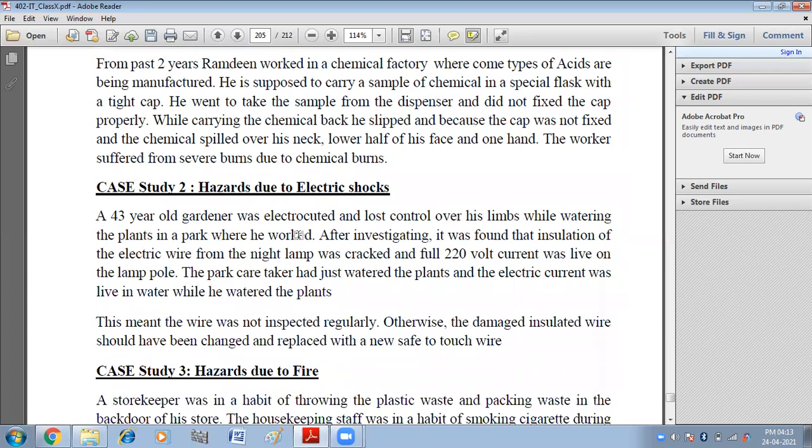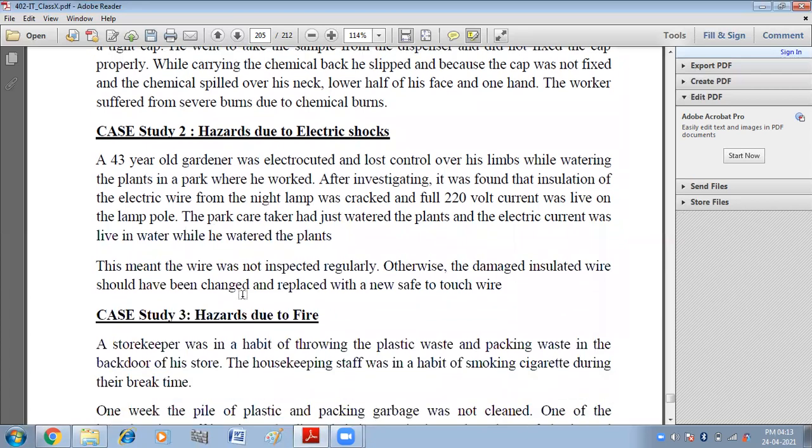Then we have the hazard due to electric shocks. A 43-year-old gardener was electrocuted and lost control over his limbs while watering the plants in a park where he worked. After investigating, it was found that the insulation of the electric wire from the night lamp was cracked and the full 220 volt current was live on the lamp pole. The caretaker had just watered the plants, and because of the cracked wires, the electric current was transferred into the water, and the gardener got shocked.